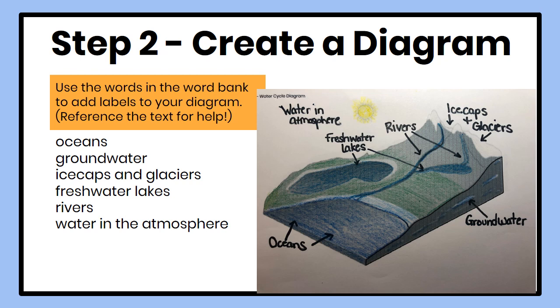Here is how I labeled my drawing. I labeled the oceans. I also labeled groundwater, where liquid water is stored underground. I labeled ice caps and glaciers, where the Earth stores water in a solid state that is frozen. I labeled the freshwater lakes and rivers that contain surface water. And I also labeled water in the atmosphere. That was tricky because water in the atmosphere is invisible. It's in the form of water vapor, a gas in the atmosphere. Great job on your diagrams, everyone.